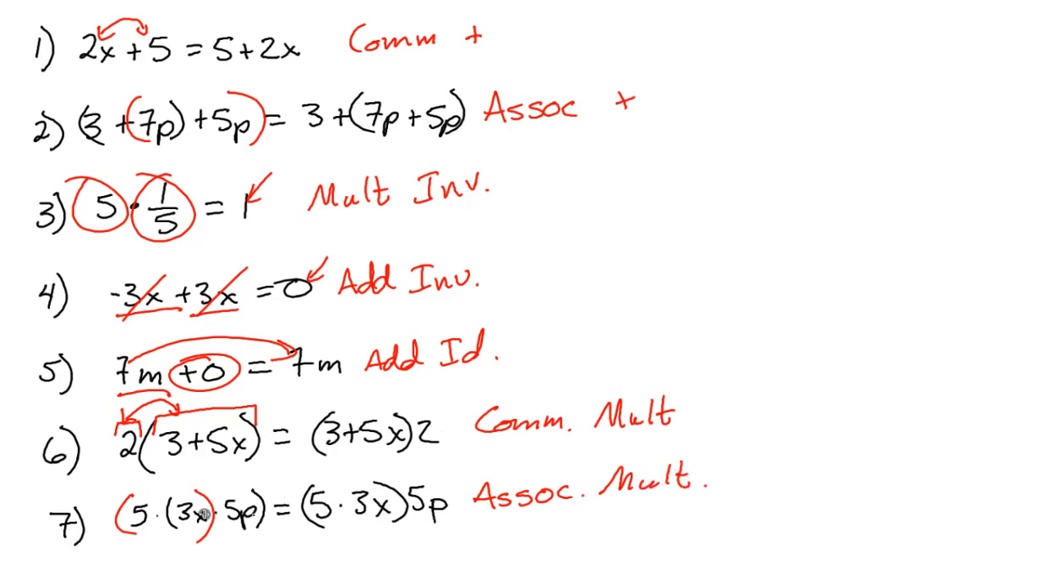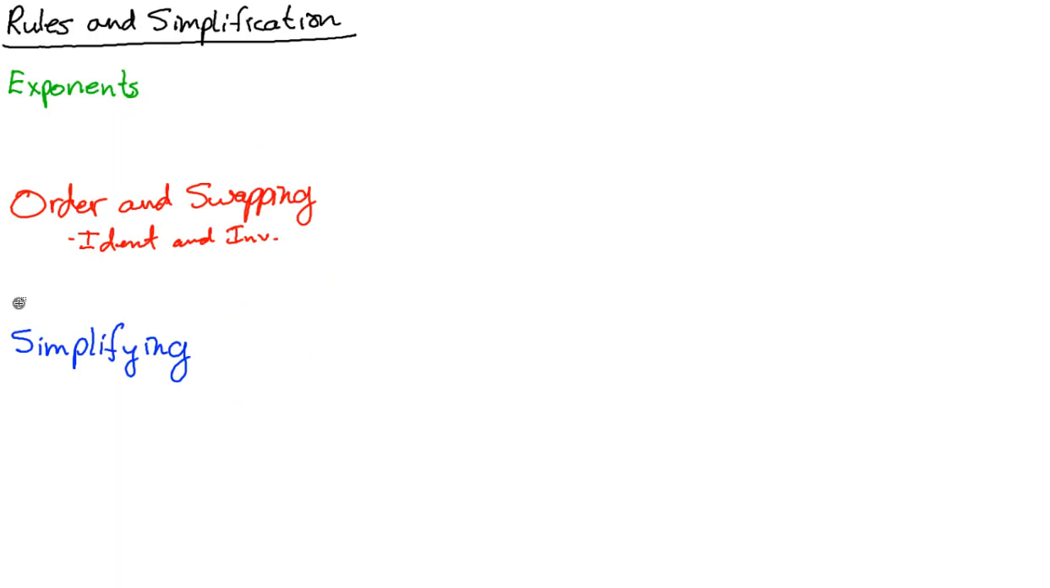Let's resume with the final one. And finally, we get to simplifying. Now, all the rules that we've covered so far with exponents and the commutative property and the associative property and identities and inverses all will go to simplifying. A couple of foundational concepts here.